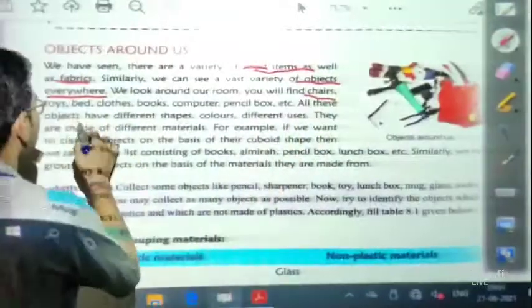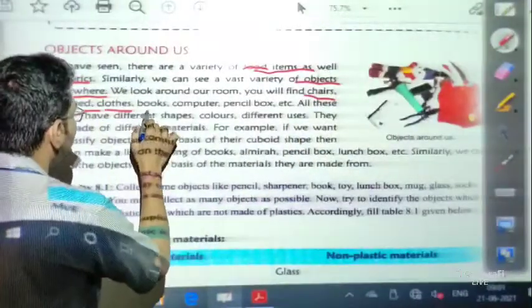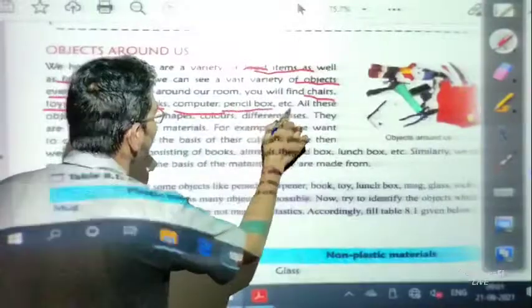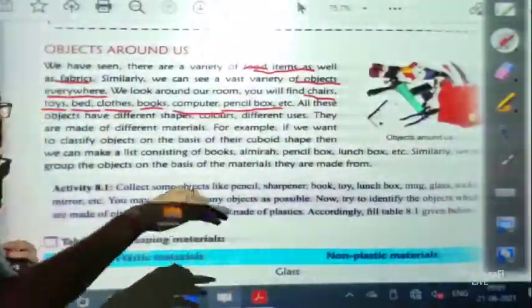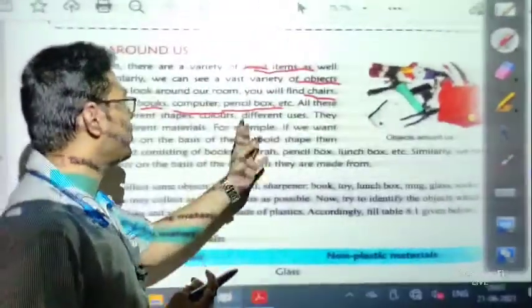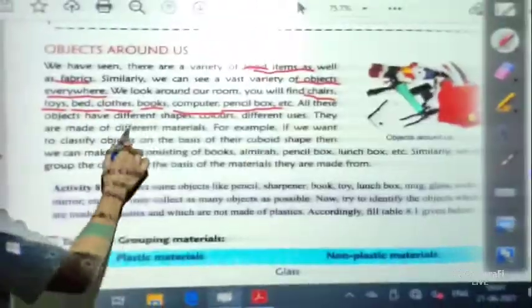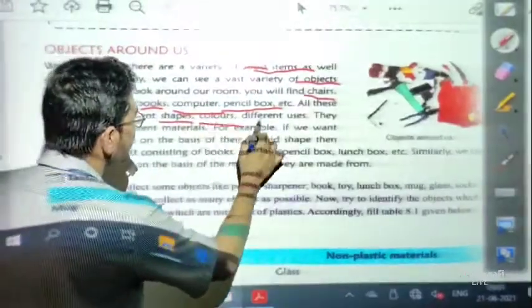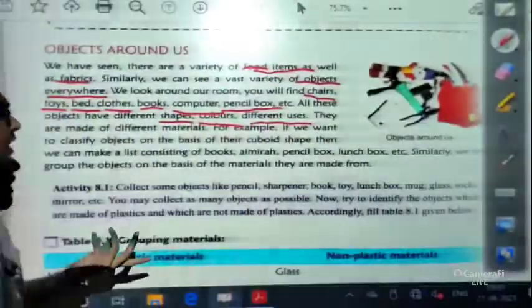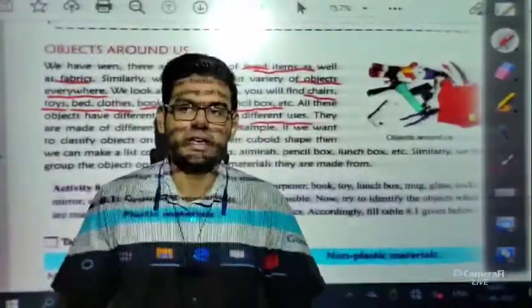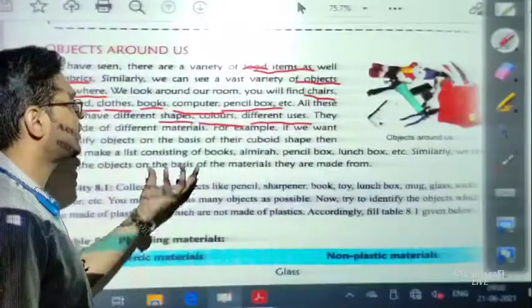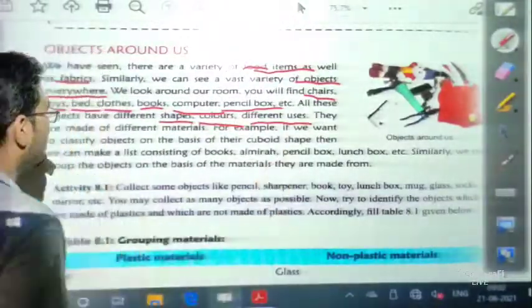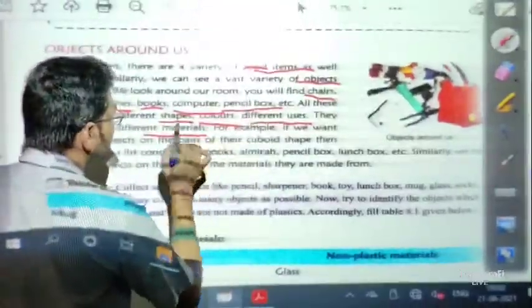If we look around our room, we will find many objects such as chair, toys, bed, clothes, books, computer, pencil box, etc. Just look around your surroundings and you will find many objects. All these objects have different shapes, different colors, different uses. Definitely, if the objects are different, there will be different uses, different colors, different textures, different shapes. They are made of different materials too.